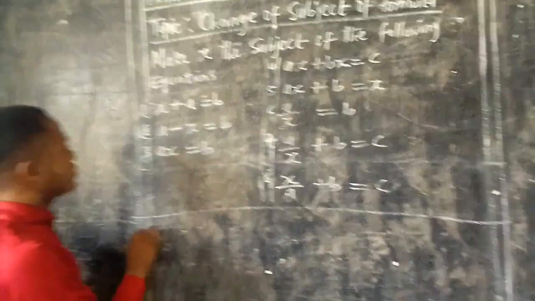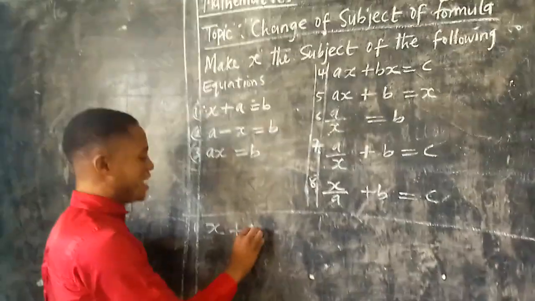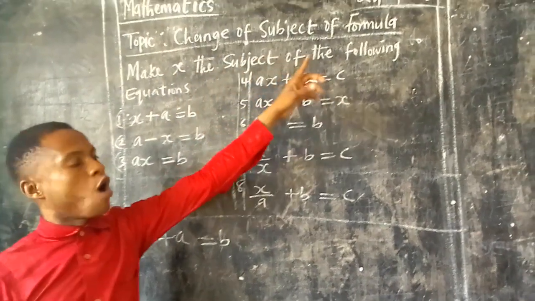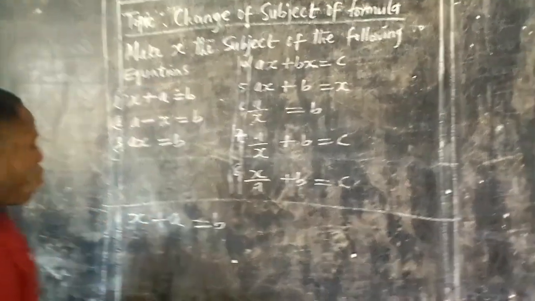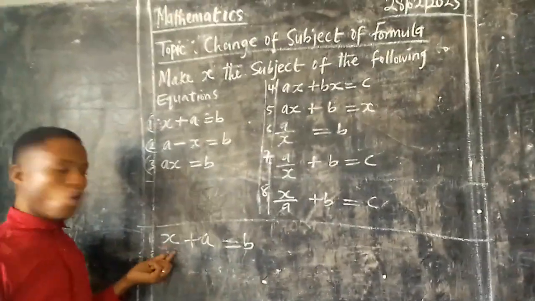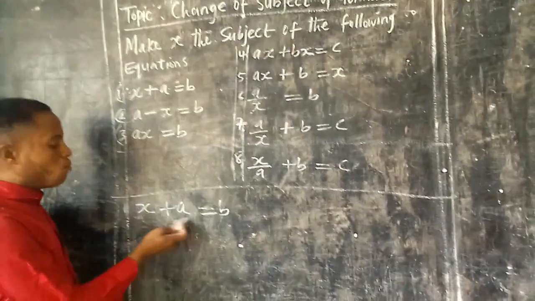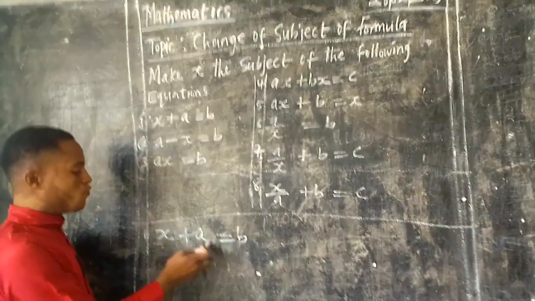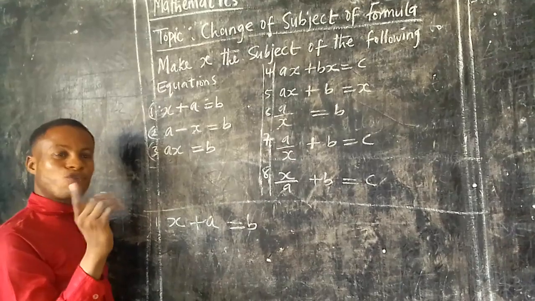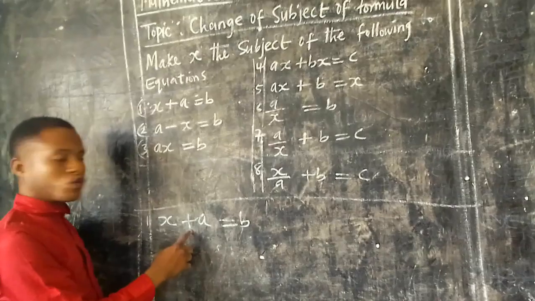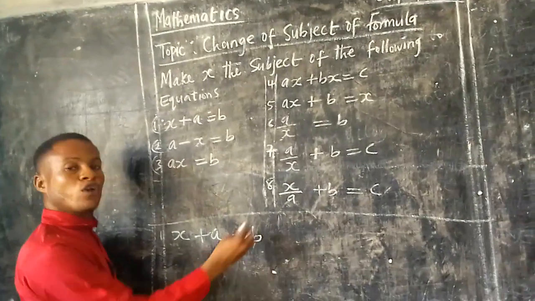Number one question says x plus a equals b. So they say we should make x the subject of the following equation. What does that mean? You have to make x stand on its own. So to make x stand on its own, here we have to move a. And for us to move a, you first of all have to consider the sign in front of a. The sign in front of a is plus. So you have to move it to the other side.